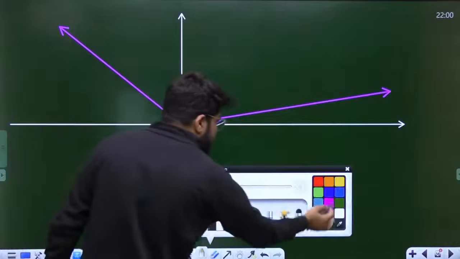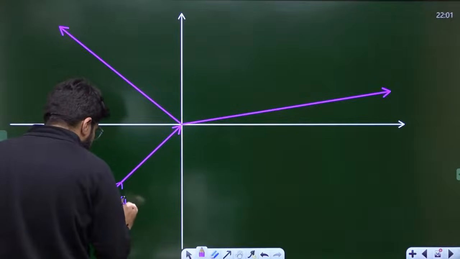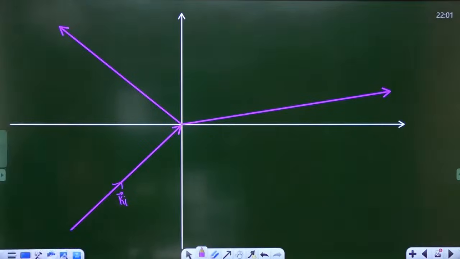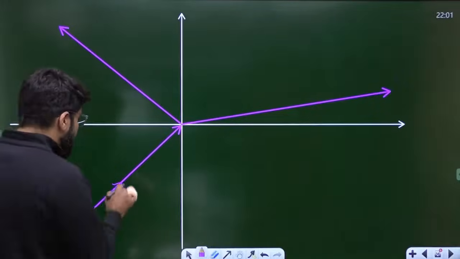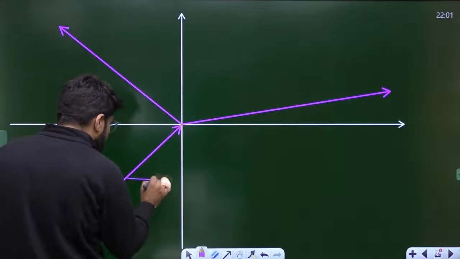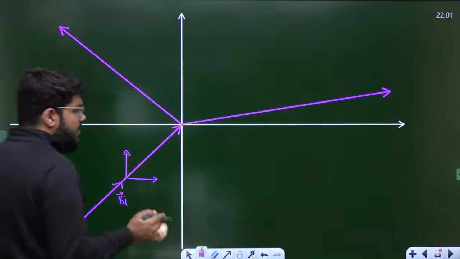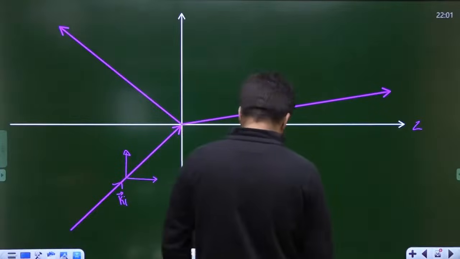Now, dear, pay attention. This is the Ki, the propagation vector of the incident wave. Let us use the resolution of the vector. This propagation vector can be resolved into a horizontal component and a vertical component. Acha, what are these directions? We already know this is the Z direction.